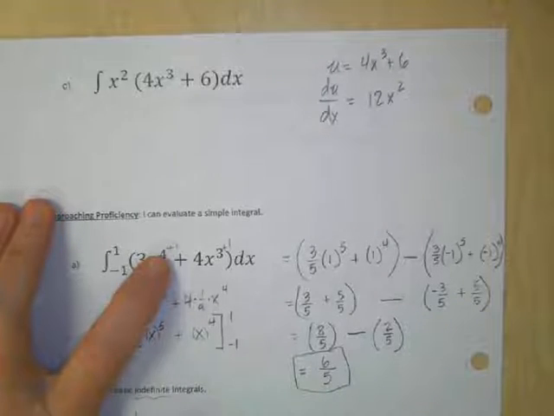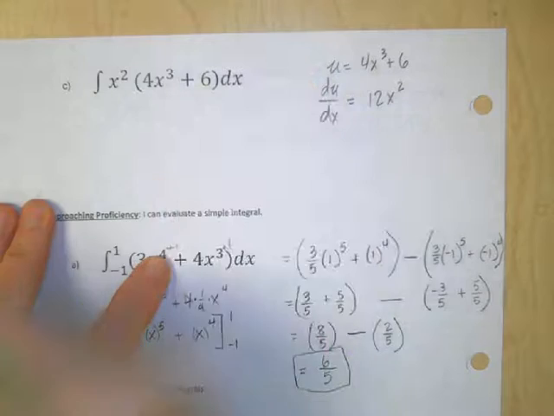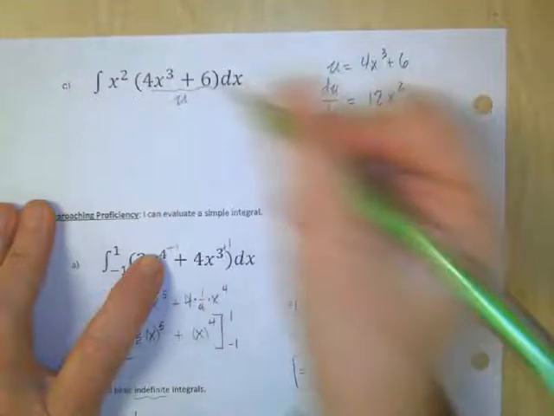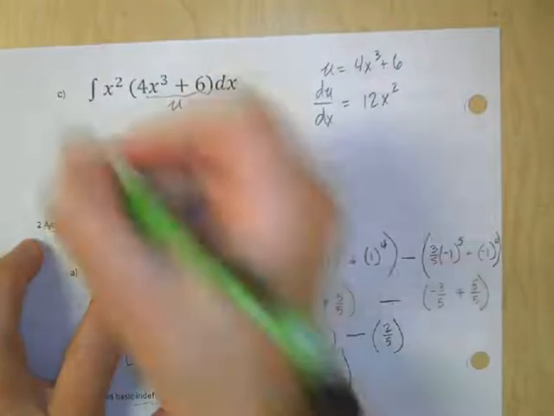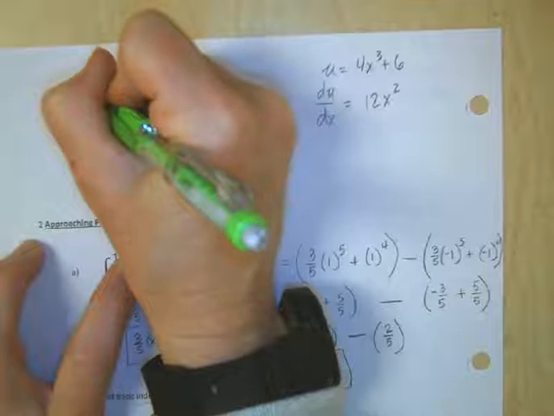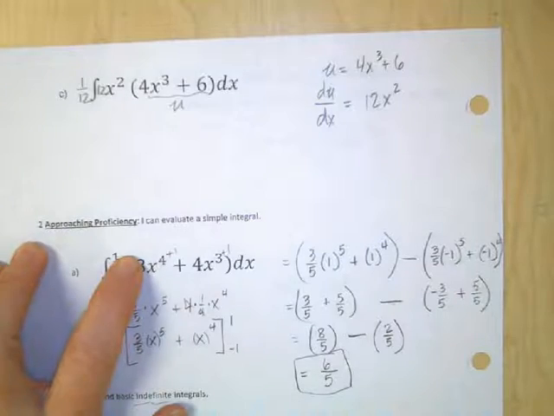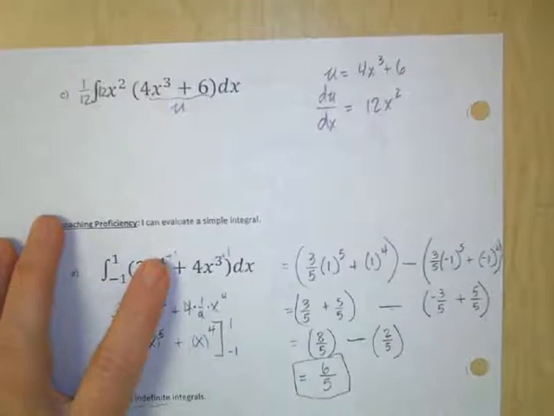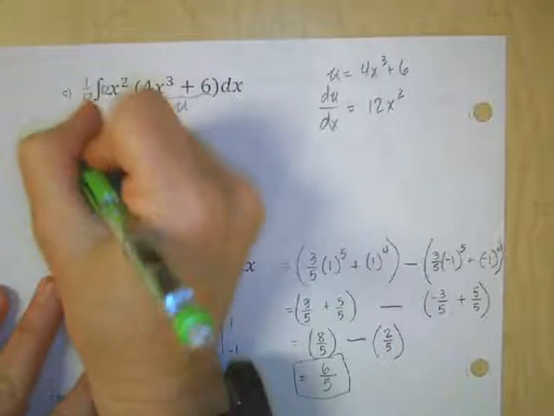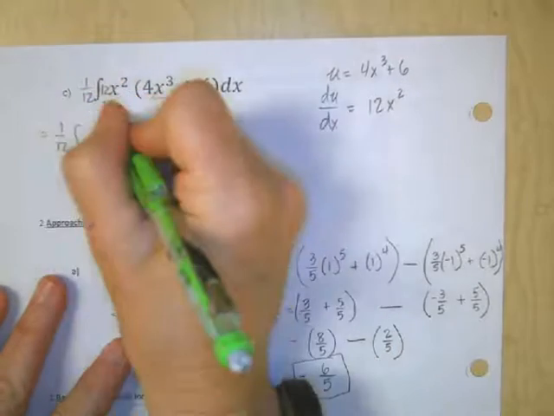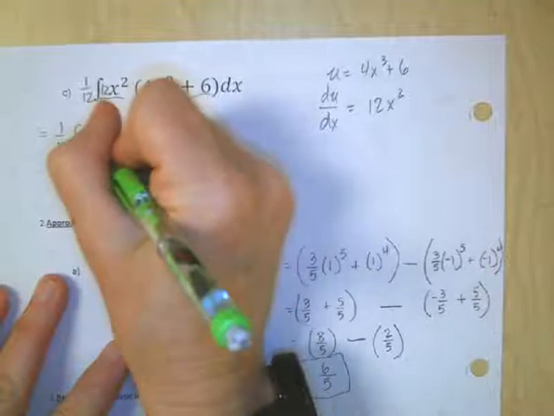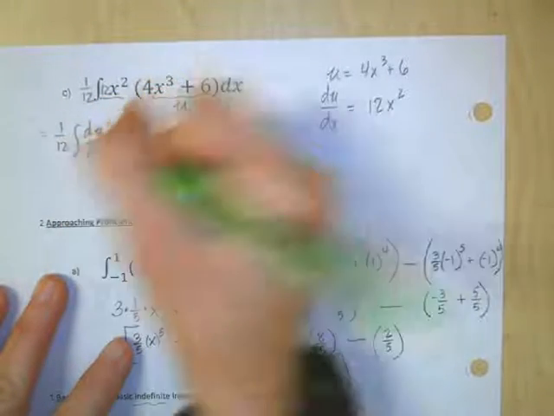So now I'm going to say, okay, this is my u, but this is not 12x squared, so I need a 12. If I put a 12 there, I have to put 1 over 12 out here to counteract the 12, because I'm just multiplying by 1. So now if I rewrite this, I get 1/12. 12x squared is my du/dx. Here's my u.